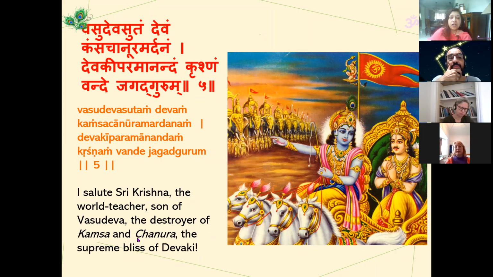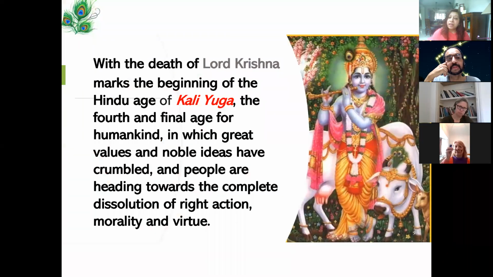This is one of the Krishna Ashtakams. It's also one of the dhyana verses from the Bhagavad Gita. Vasudeva Sutam Devam Kansa Chanur Mardanam, Devaki Paramanandanam Krishnam Vande Jagat Gurum. So I salute Sri Krishna, the world teacher, the son of Vasudeva, the destroyer of Kansa and Chanura, who are obviously demons, and the supreme bliss of Devaki, who is the mother. So here we begin with the Bhagavad Gita, and I will come to the relevance of the Bhagavad Gita.